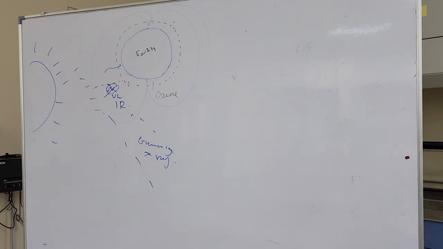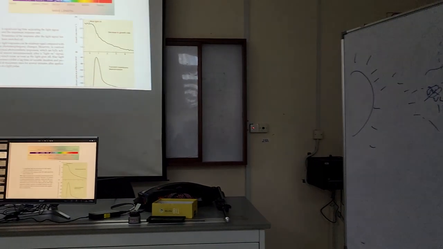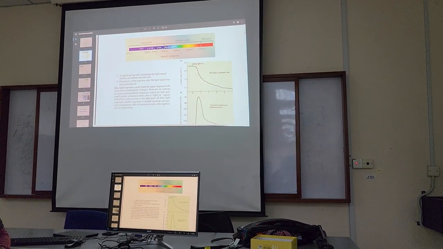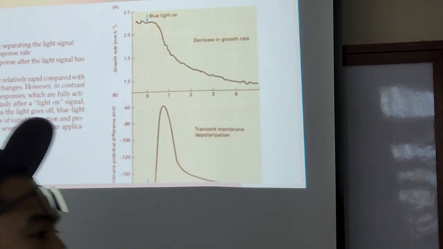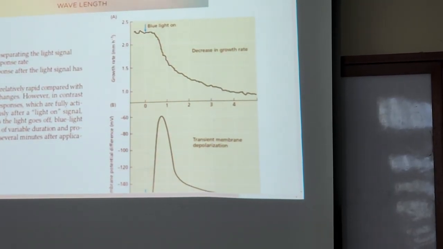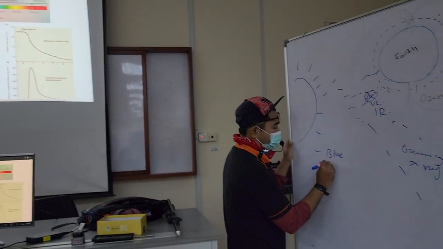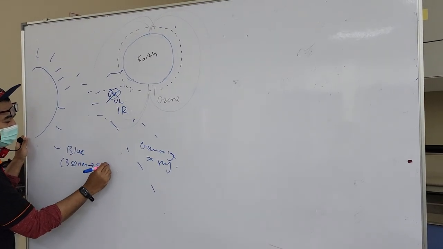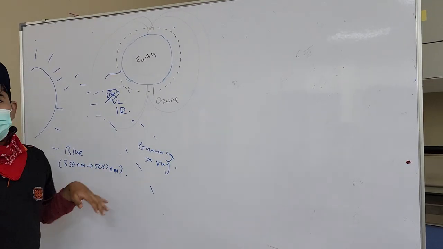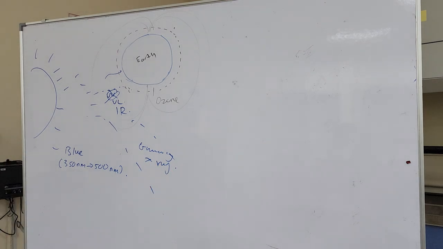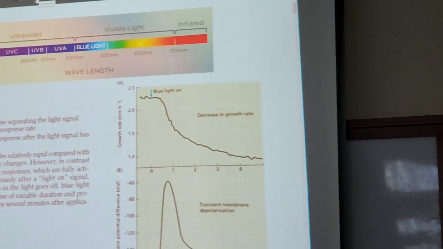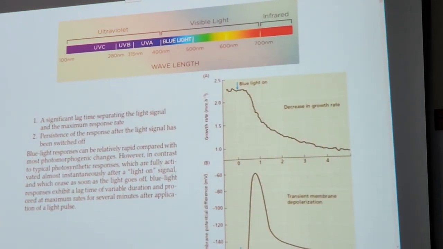So what happened to this UVA? The UVA kind of overlaps with blue color, okay? And the blue, because we're dealing with the blue color now, is actually referring to 350 nanometer all the way to 500 nanometer. So this is pretty much the blue that is being perceived by the blue photoreceptors, such as cryptochrome and also phototropin. Okay, some of this blue you can see, some you cannot.